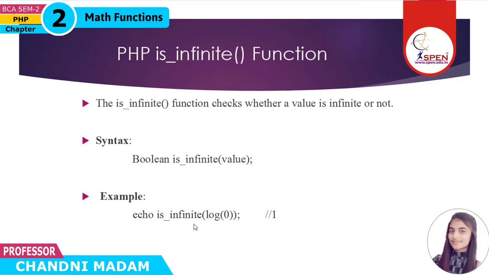Here is the example. Here we will pass log(0), that means that is not within the float range, so it will give a 1, that means your value is an infinite value, that is not in your float range.